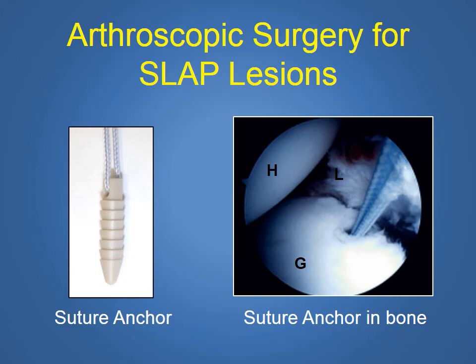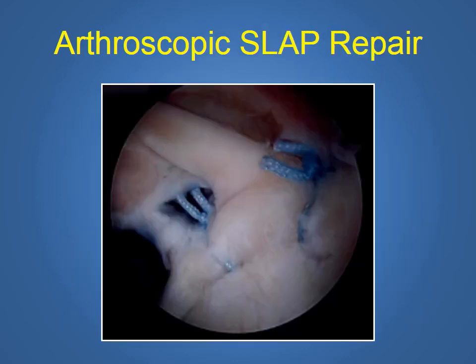If a SLAP repair is performed, the SLAP lesion is fixed by placing small plastic screws with sutures attached into the bone where the labrum should be attached. The screws, called suture anchors, are seen in this slide before and after they are placed into the bone. Once these screws are placed into the bone, the sutures are then passed around the labrum, and when the sutures are tied together, the labrum is pulled back down to the bone.